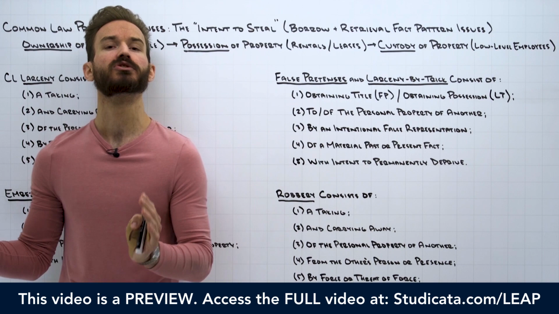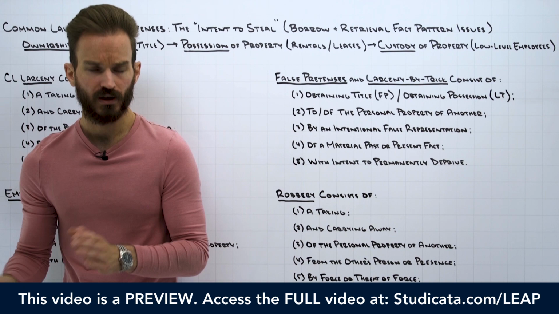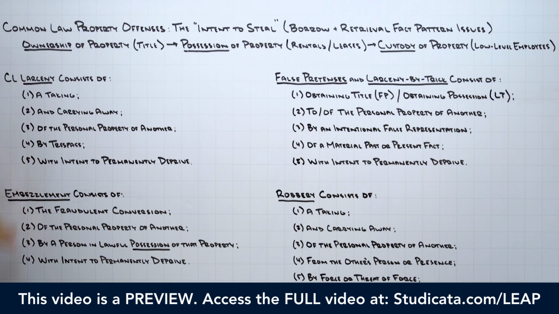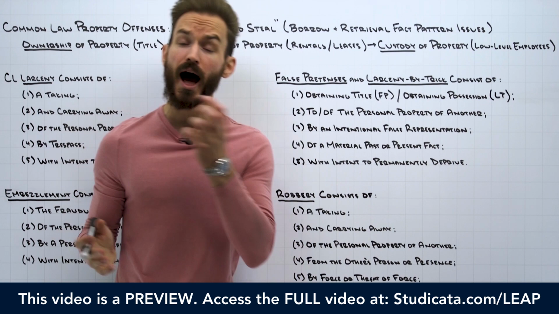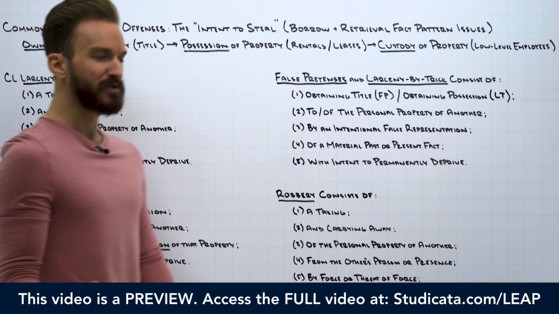So for embezzlement, we need to see, number one, that the defendant obtains lawful possession of the property, and number two, the defendant develops an intent to steal the property. That's our difference. Remember, common law larceny is a taking. By definition the person cannot have lawful possession to start. If they're in lawful possession, then they can't take possession because they're already in possession. So that might sound confusing, but it's going to make more sense if we look at some examples.